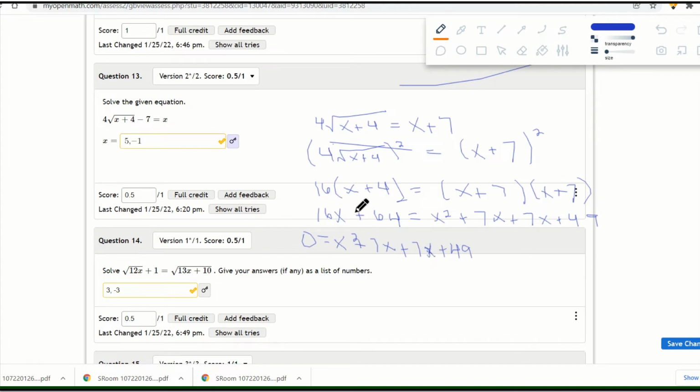All right, now, when I move this 16x, it will become negative when it goes across the equal sign. And when I move the 64, it will become negative. So now, let's add like terms and see what we can do to factor this thing. I've only got the 1x squared, but I have a 7x and a 7x, that's 14x, minus the 16x, that's negative 2x. And then I have a 49 and a negative 64, which is going to be negative 15.